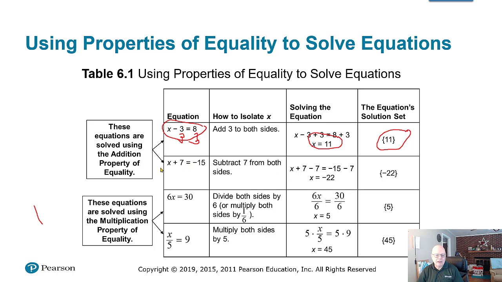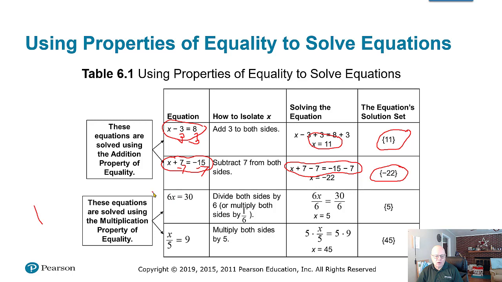Very simple. Second example over here. Here, instead of adding something to both sides, we subtract something from both sides. So subtract 7 here. And the goal is you want to get that x all by itself. Make sure you do the same thing on both sides. And there's the operation in a horizontal format. And we found out x equals negative 22. No other ones, only the negative 22.